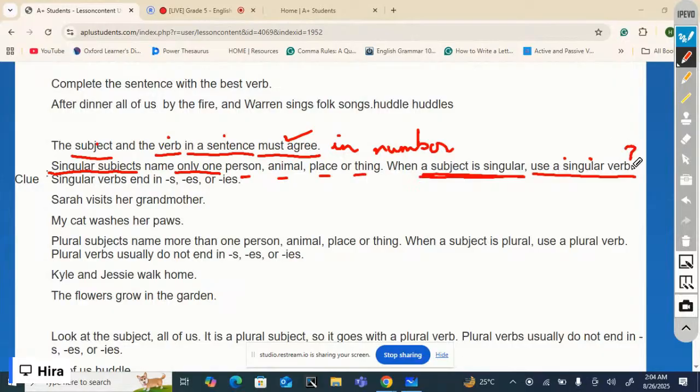What is a singular verb? Singular verbs end in s, es, or ies. So just have a look at it. Again, when a subject is singular, use a singular verb.